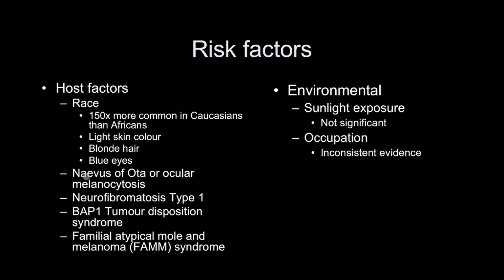There are conditions where there is excess pigmentation due to the presence of more melanocytes, called nevus of Ota if there's pigmentation of the eyelid as well, or ocular melanocytosis if only the eye is involved. Other conditions, neurofibromatosis type 1, the BAP1 tumor predisposition syndrome, and familial atypical mole and melanoma syndrome also can lead to uveal melanoma. In terms of environmental factors, sunlight is not thought to be significant for choroidal melanoma.